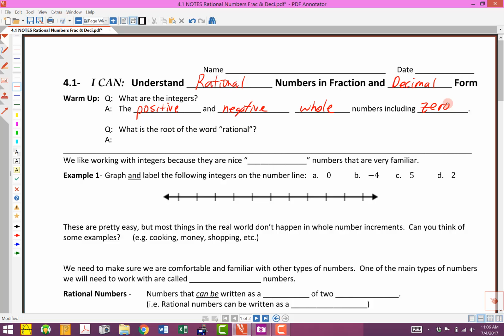Next warm-up question leading into what we're going to talk about today is, what is the root word of the word rational? So if you look at the word rational, there's a root word right there. The root word is ratio.